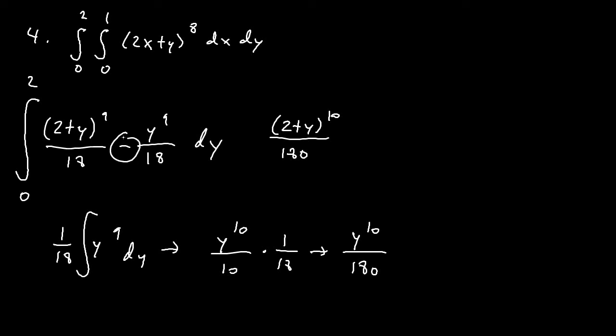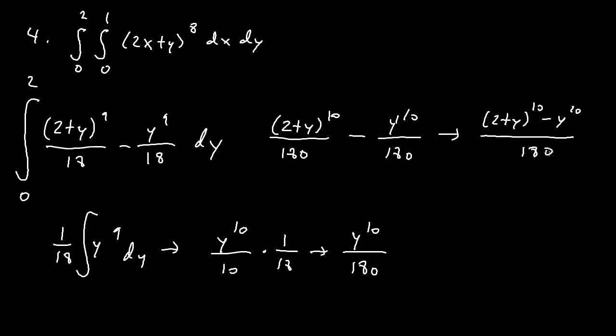So we have minus, so I can put minus and then the integral of this, which we found to be y to the 10th over 180. I can go ahead and combine the fractions together. So we'll get (2 plus y) to the 10th minus y to the 10th over 180. And now we're going to evaluate from the bounds of 0 to 2. Remember, these are the y bounds.